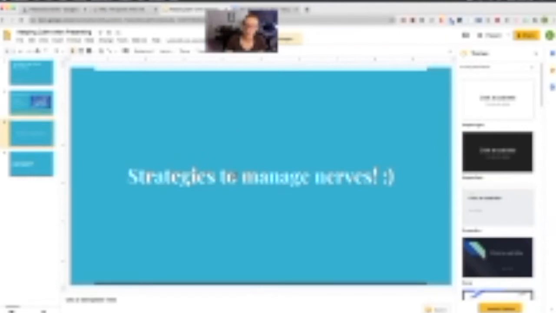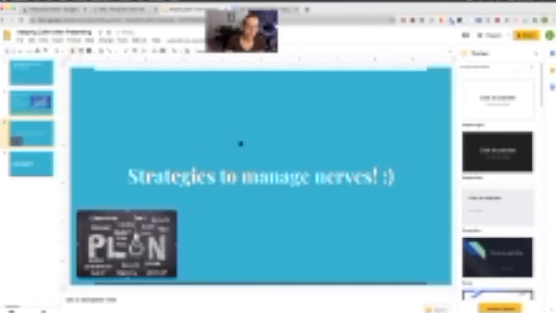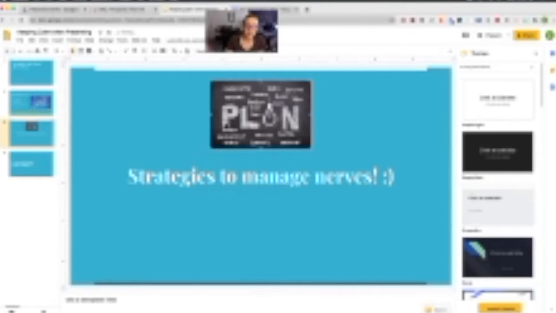Strategies to manage nerves, and then we've got this cool thing that kind of summarizes all the points in a nice cohesive way too. Because we talked about, in terms of teamwork, having other people listen to your presentation and provide feedback. We talked about planning it. We talked about developing and organizing your outline and all that jazz. So that's kind of how you build a Google Slides.